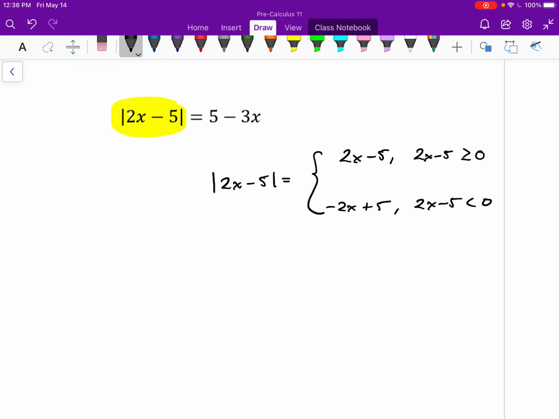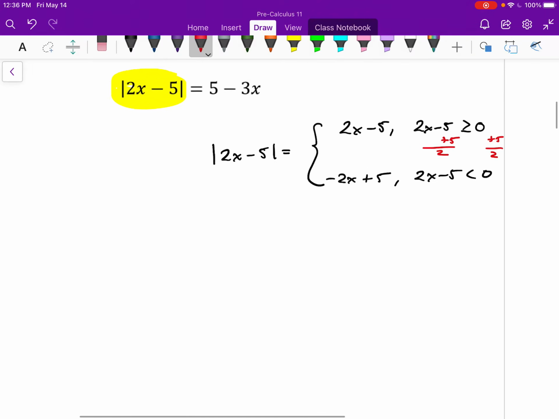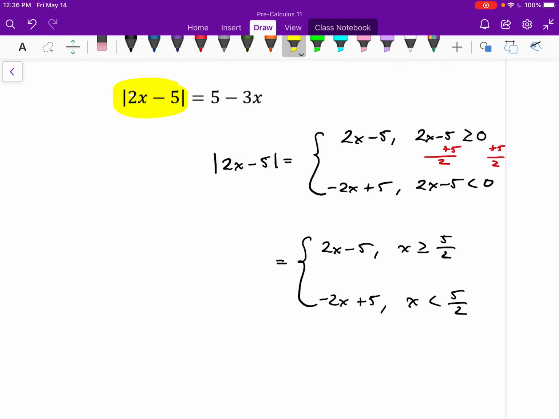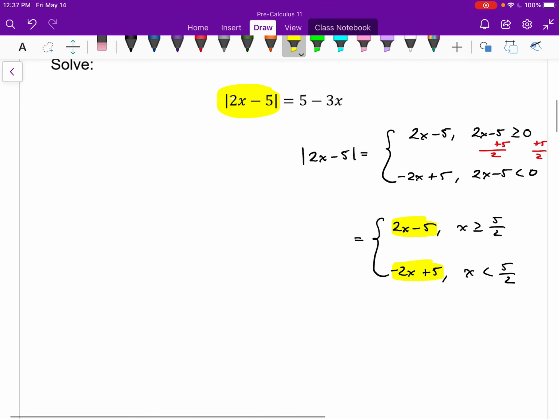And so I have my two equations, but my restrictions are a little needlessly complex. But again, for each of these, if I just add 5 to both sides and then divide by 2, I can quickly isolate x in each of those inequalities and have nice simplified restrictions. So my two pieces are 2x minus 5, which I look at when x is greater than or equal to 5/2, or minus 2x plus 5, which I look at when x is less than 5/2. All right, so that left-hand side of the equation, I can write in either of these pieces. And so now I break up that equation into these two different forms.